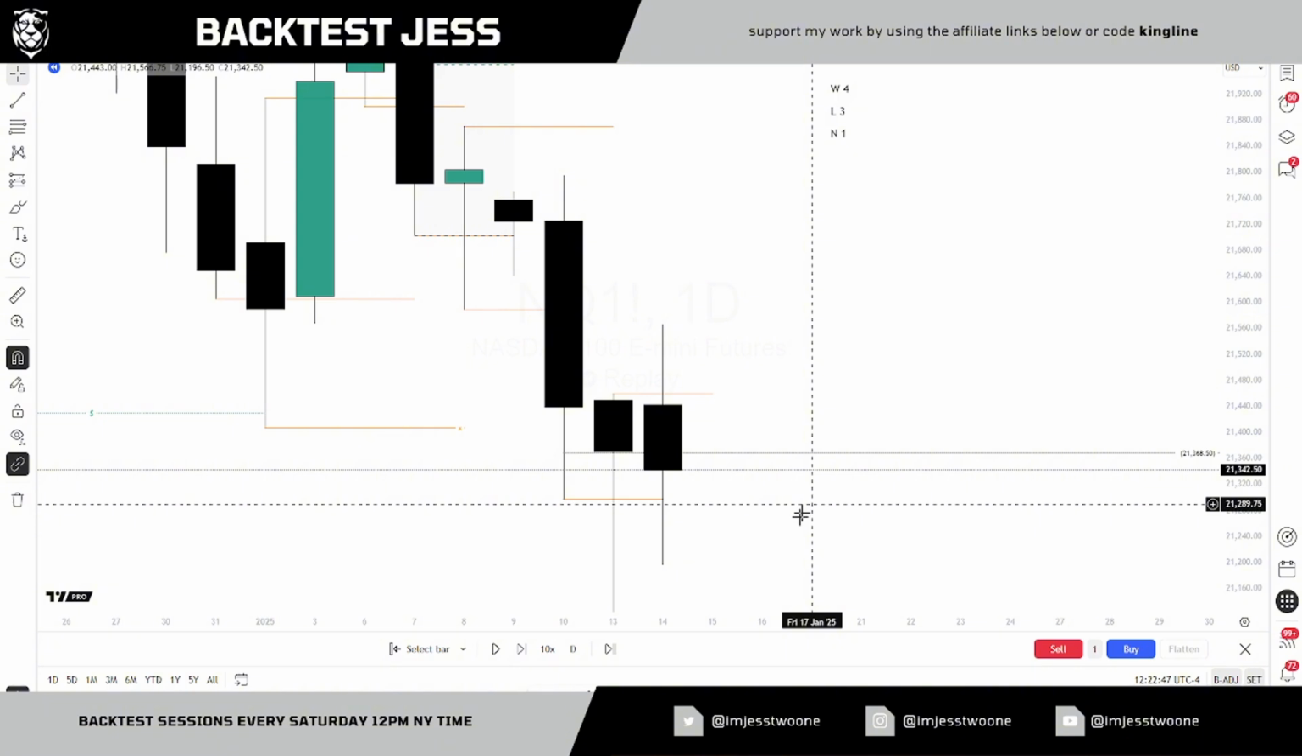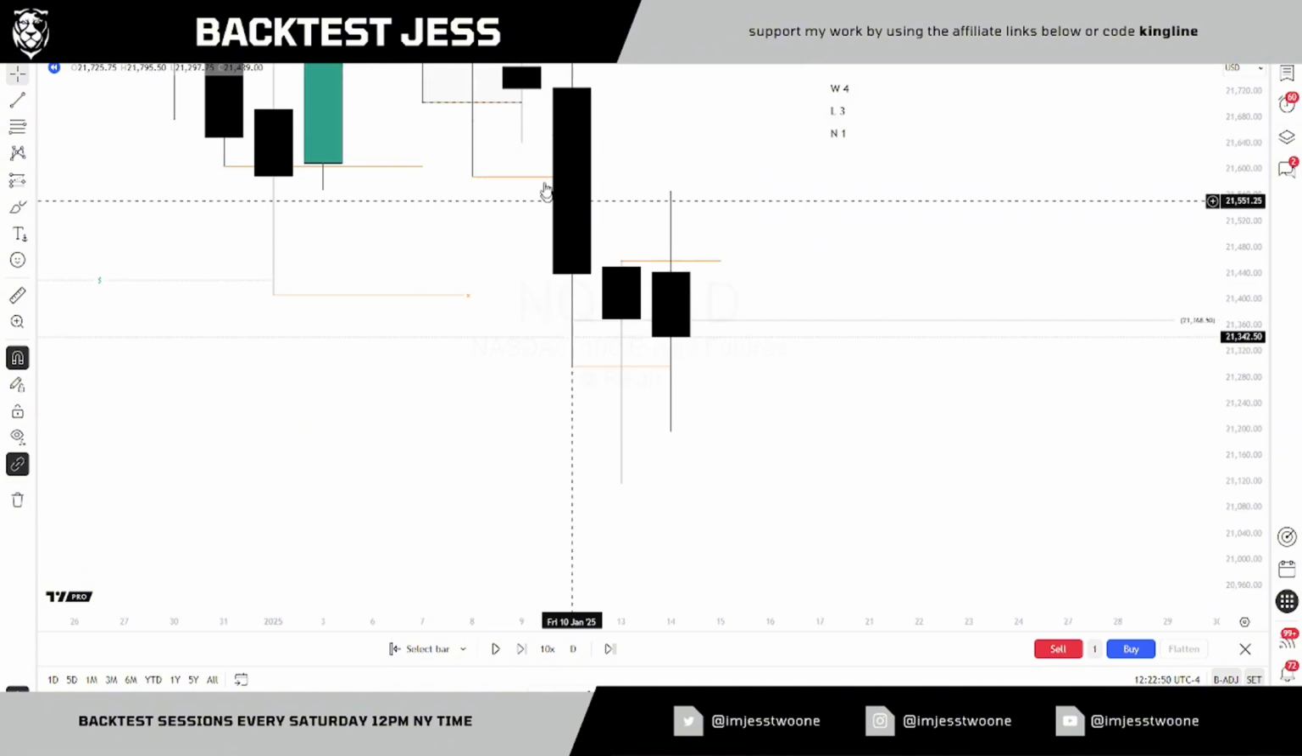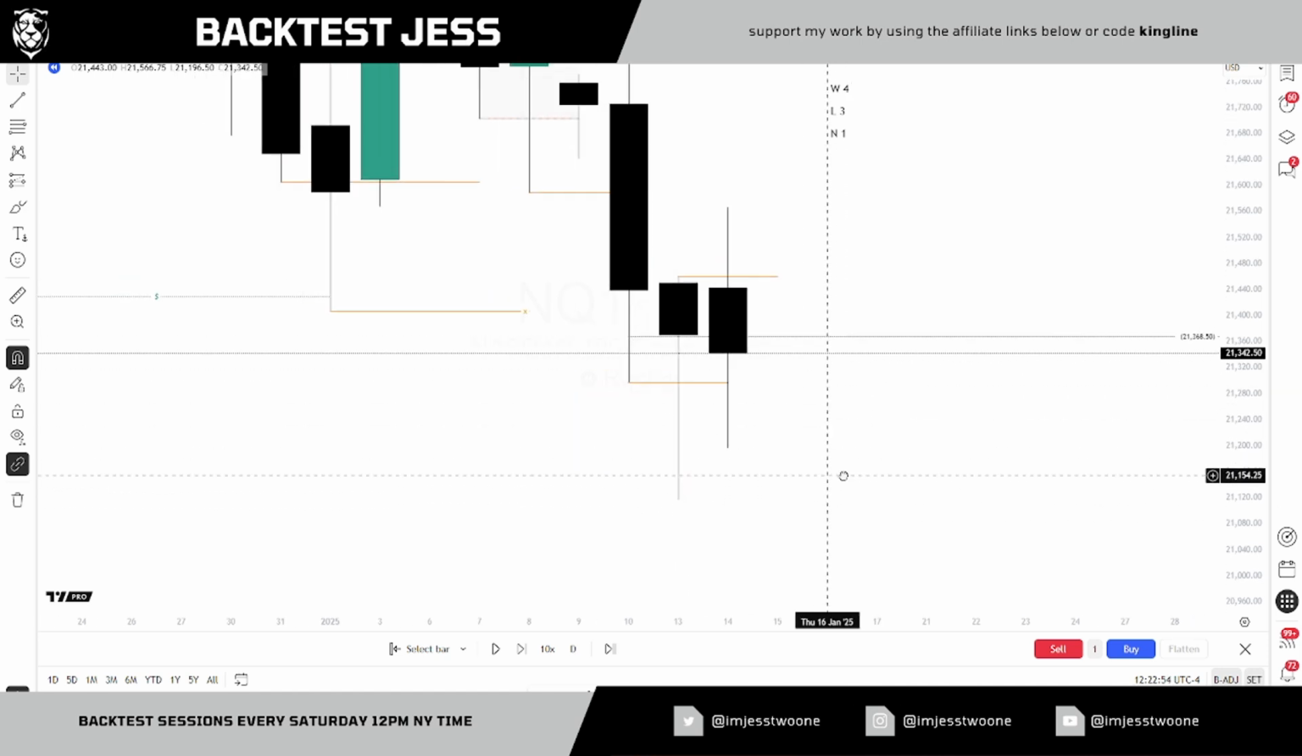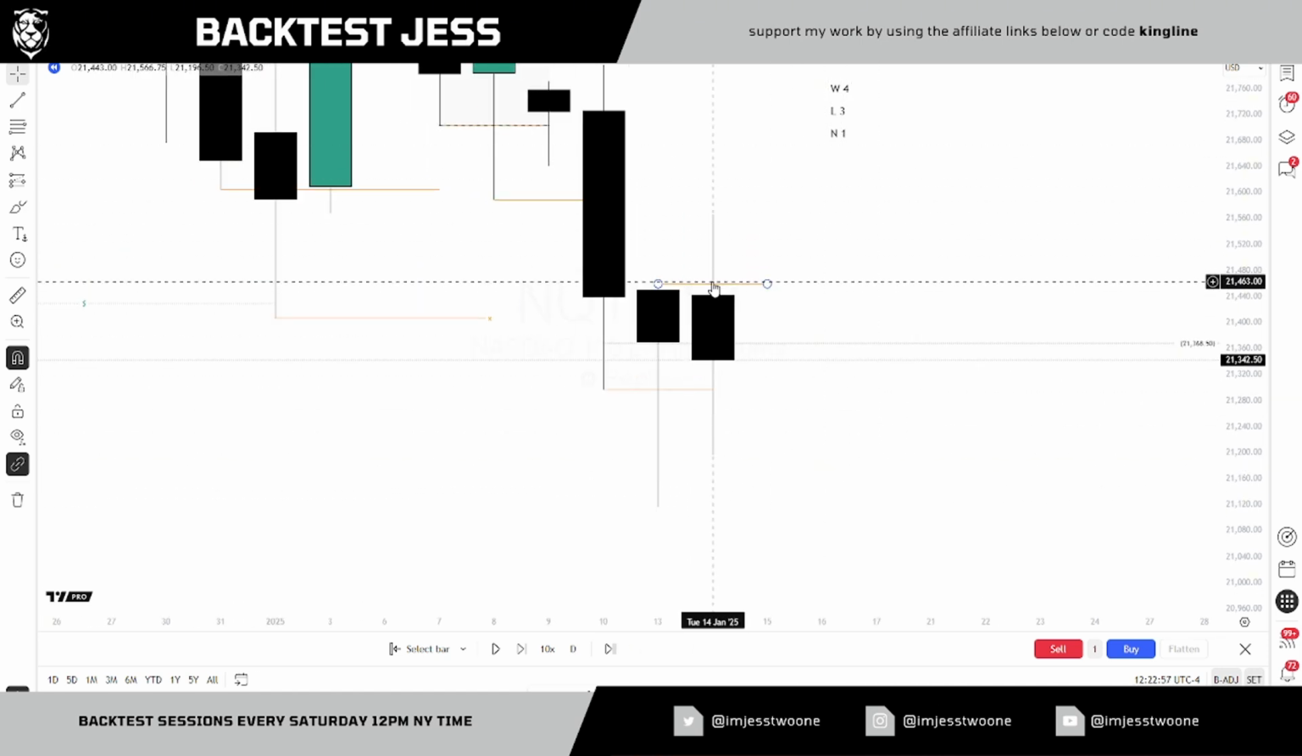We tag previous day high. So again, exactly what I mentioned. We tagged it, right? But we ended up closing lower. So the daily draw was met.